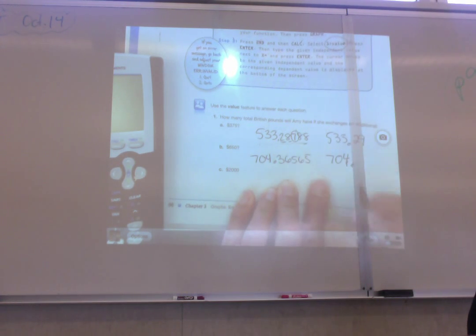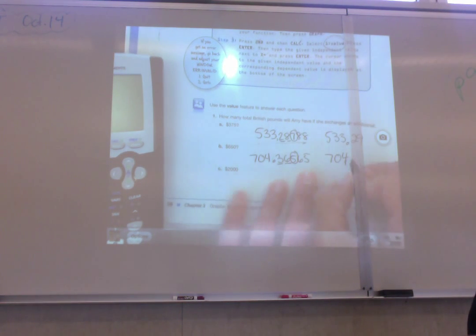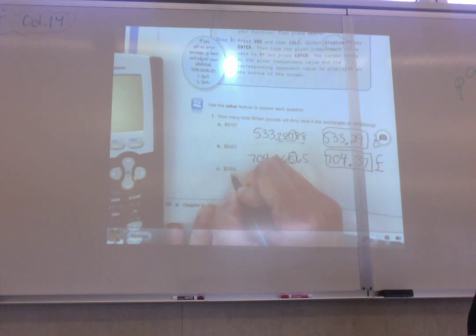704 point. Money has 2 decimal places, so I'm looking at the third one over. I'm going to round up. 37. This is the first answer. This is the second answer, and these are in pounds. It looks like a weird little L. There we go. Set down 2 for line number 3. There you go. 2,000.